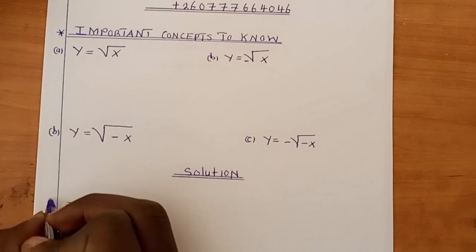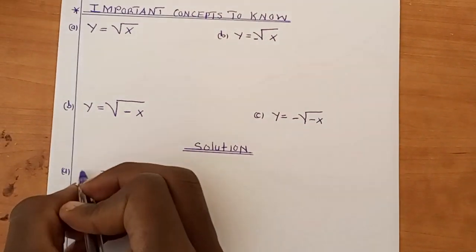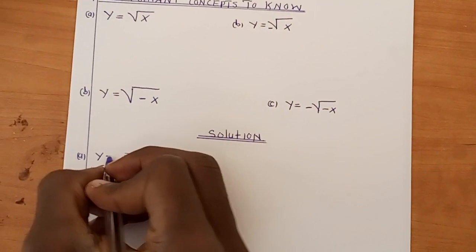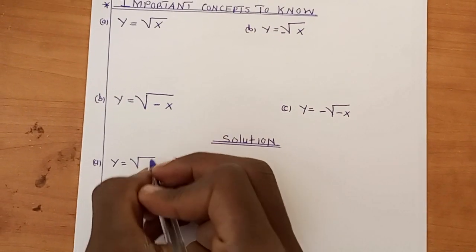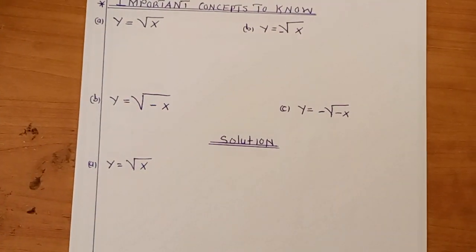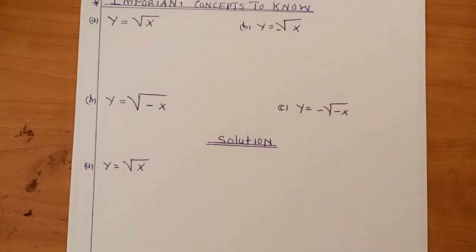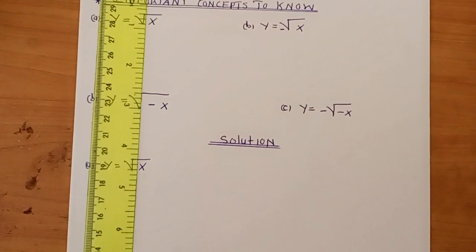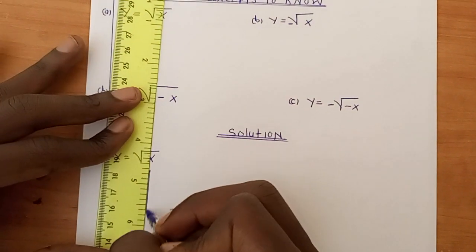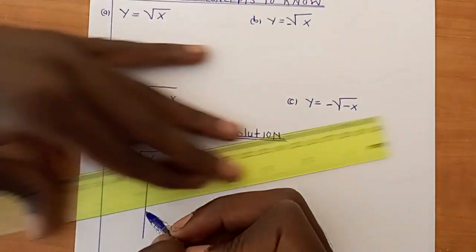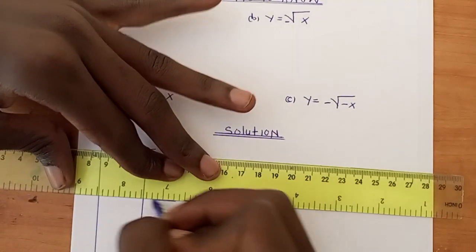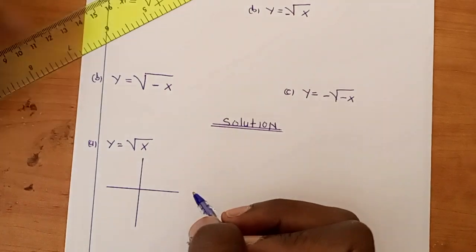So for A, they are saying that if you have been given some function y equal to the radical x, then how do you plot this one? We want to plot this one. How is the graph of this radical going to come out?